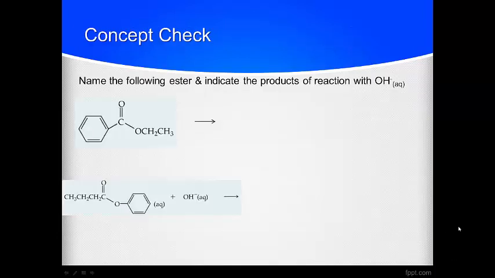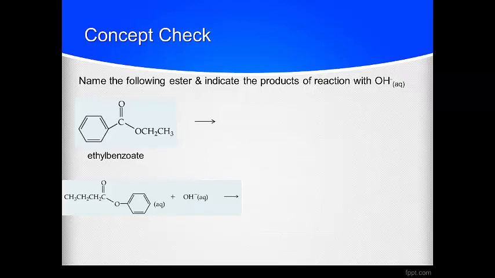Okay, so let's have a go at this concept check. Name the following esters and indicate the products of reaction with hydroxide. So let's have a look here. So we have our carbonyl, our O, our R. So our R group is meth, eth, okay? And we have a phenyl. So we have ethyl benzoate. So ethyl benzoate.